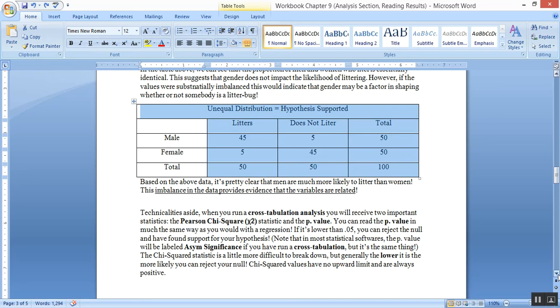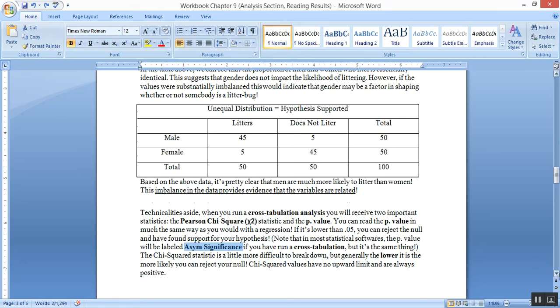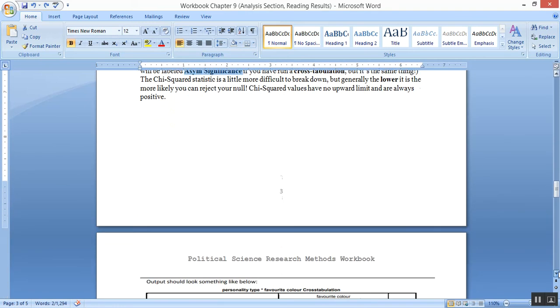I'm not going to get into the technicalities, but if you wind up running a chi-squared cross-tabulation analysis, you, broadly speaking, want to try and get a low chi-squared, but you're also going to get a p-value. And you want to read the p-value in more or less the same way that you would read the p-value in a regression. But it's going to be called asymptotic significance, or asymp. significance. So let's take a look at what that actually looks like.